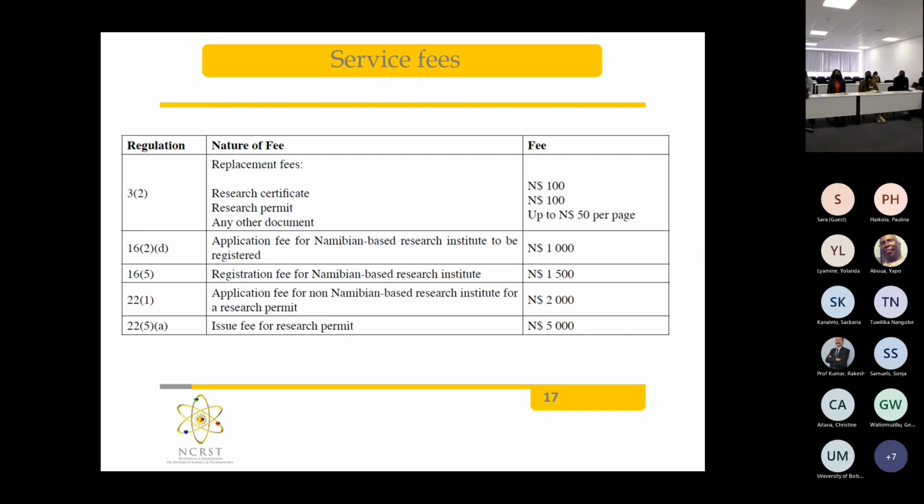All right, so for non-Namibian based researchers or institutes, it is a $2,000 application fee, and upon approval for the issuance of the permit, that's when they pay the 5,000.